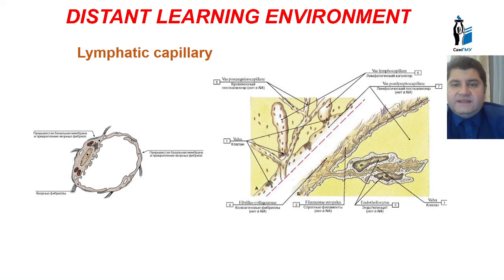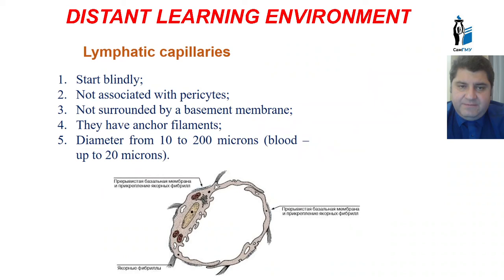And here we can see a blind lymphatic capillary, and you may also see a post capillary; the capillary passes into it, and next you may see that the capillary and post capillary pass into a lymphatic vessel. So we can see lymphatic capillaries and post capillaries here in this right picture.